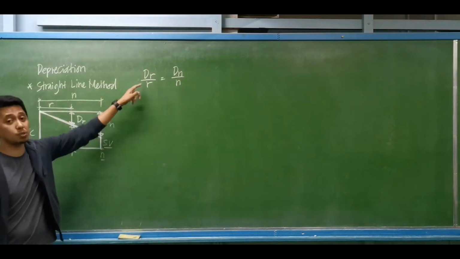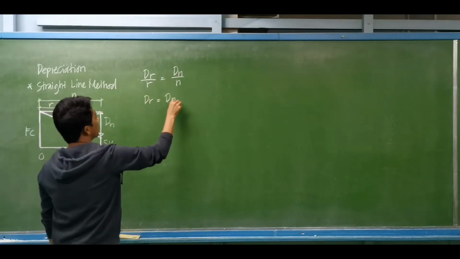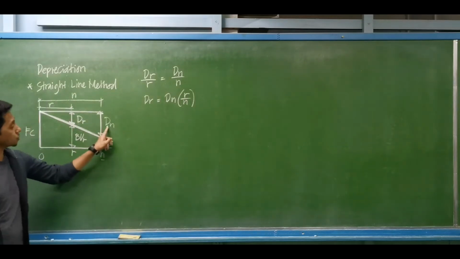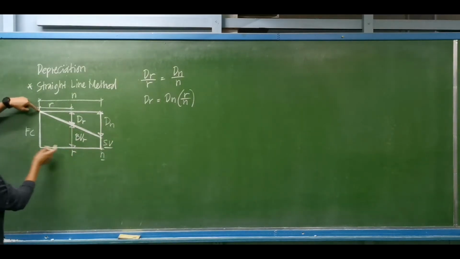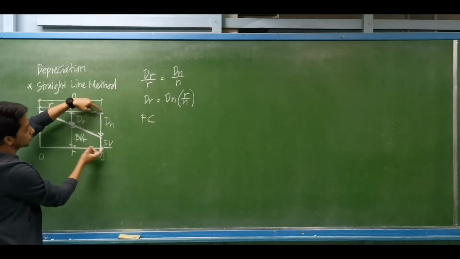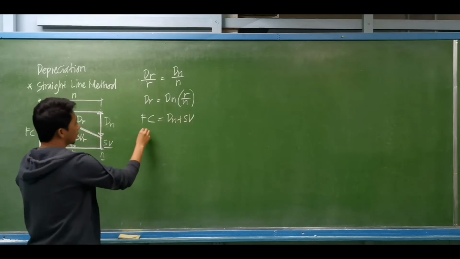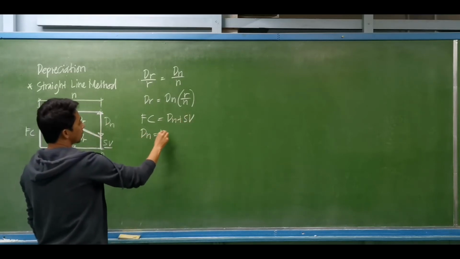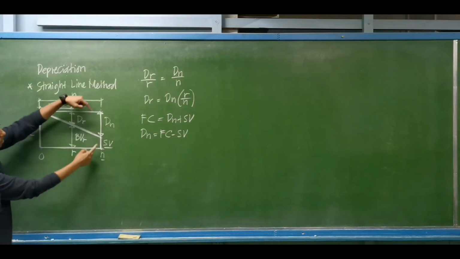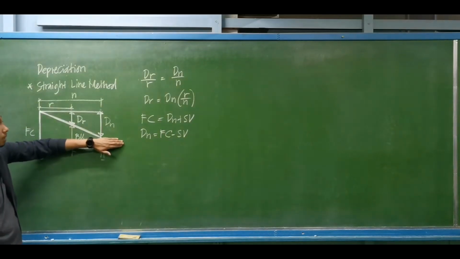How to compute for dr? Obviously, you can have dr equal to dn multiplied by the ratio of r is to n. How to compute for dn? Basically, first cost is equal to dn plus the salvage value. How to compute for dn? That is the same as the first cost minus the salvage value. How to determine this height? That is the first cost minus salvage value.